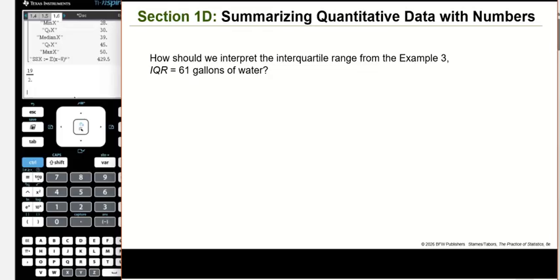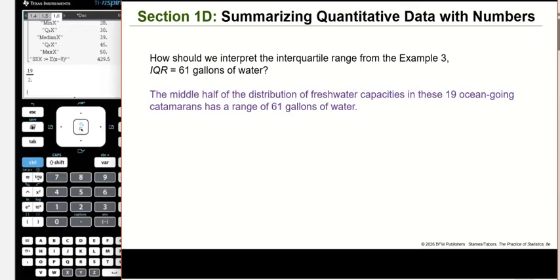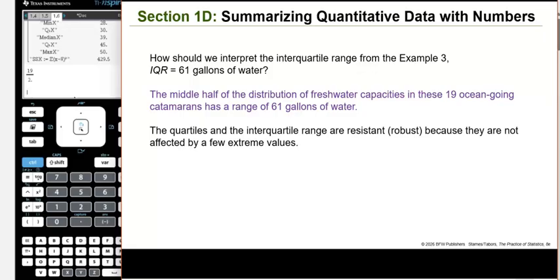Very good. How should we interpret the interquartile range from example 3? The middle half of the distribution of freshwater capacity of these 19 ocean-going catamarans has a range of 61 gallons of water. That is the range of the middle half of the data, the middle 50%.